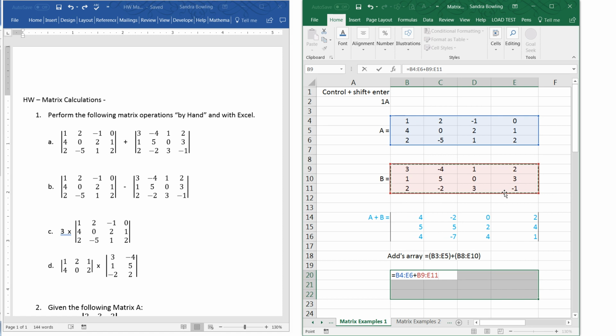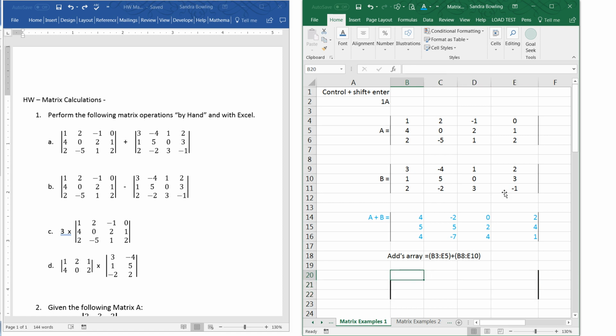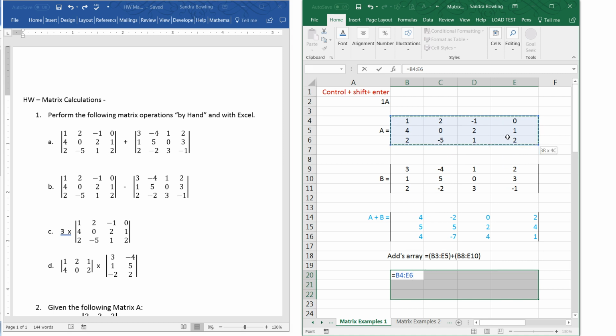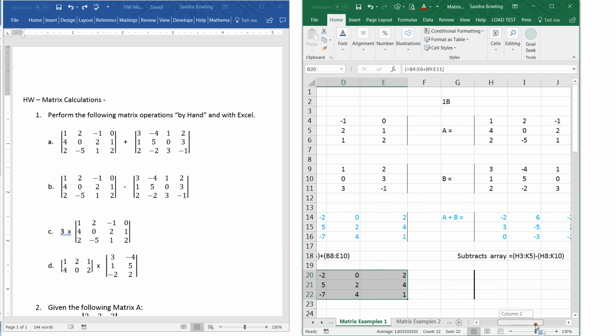Now, if I hit enter right now, look what it does. It gives me a single value because it knows it can't put all those values into one cell. So when you're doing matrices calculations or array calculations, you're going to have to use Control Shift Enter. This is extremely important to make your solutions work. So I'm going to highlight my cells and go equal sign, highlight the cells, plus, highlight the cells, and then go Control, Shift, and then Enter. And there's your solution.